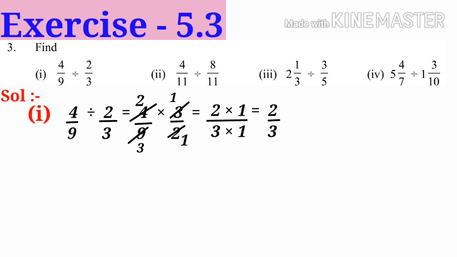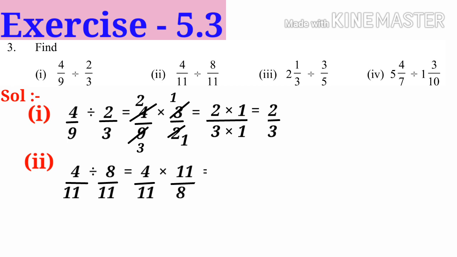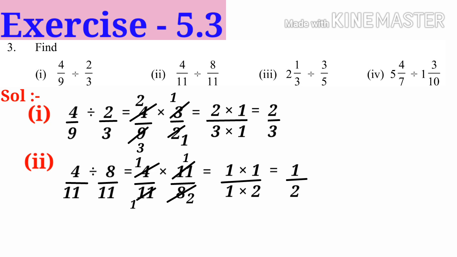Next number 2, 4 by 11 divided by 8 by 11. So it can be written as 4 by 11 into 11 by 8, because reciprocal of 8 by 11 is 11 by 8. On simplification by 4, 4 ones are 4, 4 twos are 8. On simplification by 11, 11 ones are 11, 11 ones are 11. So in the numerator 1 into 1, in the denominator 1 into 2, that is 1 by 2.